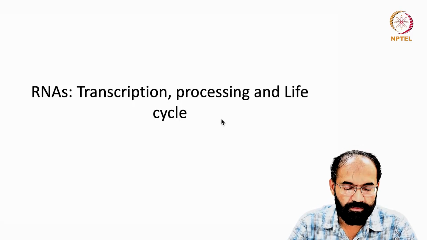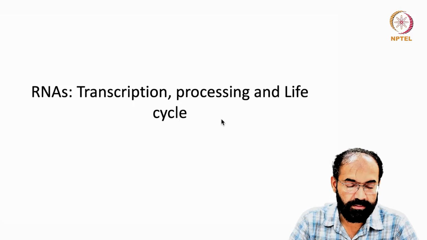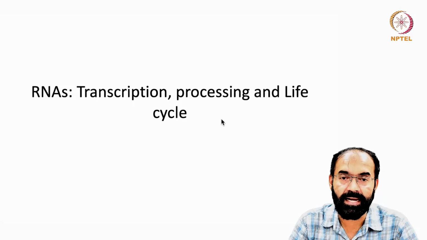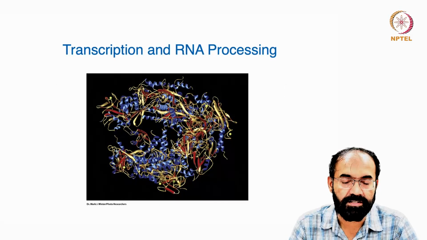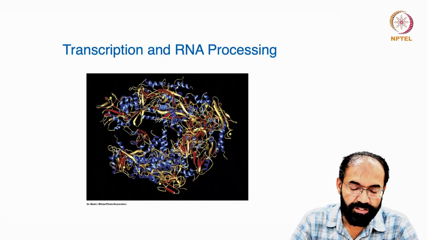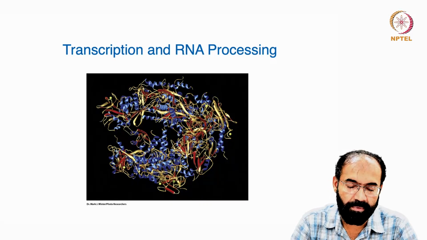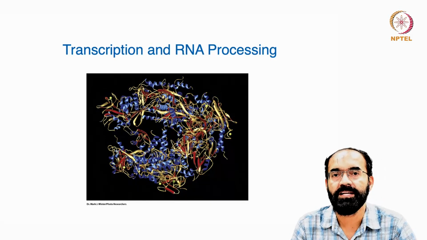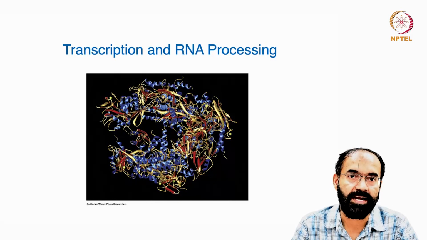So today we will start with a new section which talks about the RNAs, its transcription, its processing and the life cycle. So this is a structure of the RNA polymerase, which is a protein enzyme which helps in the production of the RNA from the DNA template. It has the shape of an inverted C and it basically clinches onto the DNA strand.